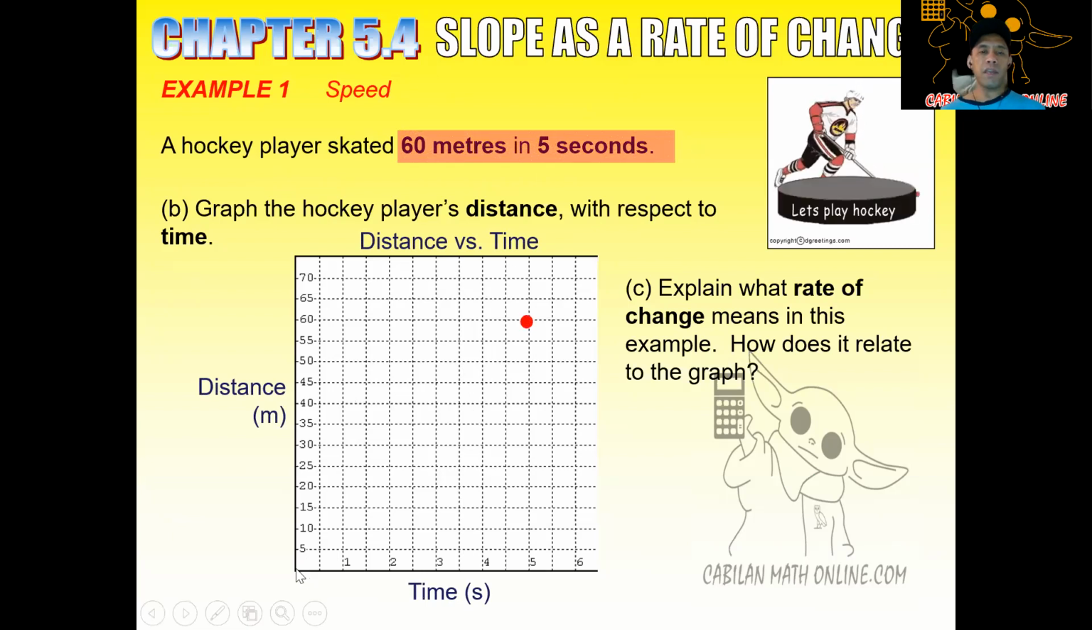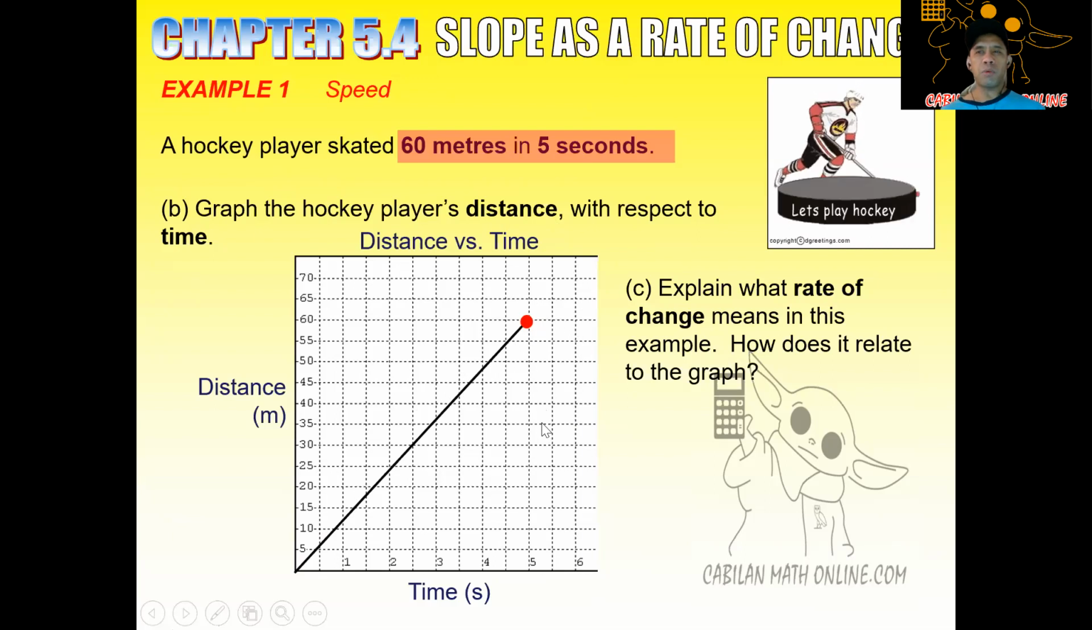All right, so from here, all we're going to do is connect this point of 5 seconds and 60 meters. So I went right 5 and up 60, and I'm just going to connect it to the point 0, 0.